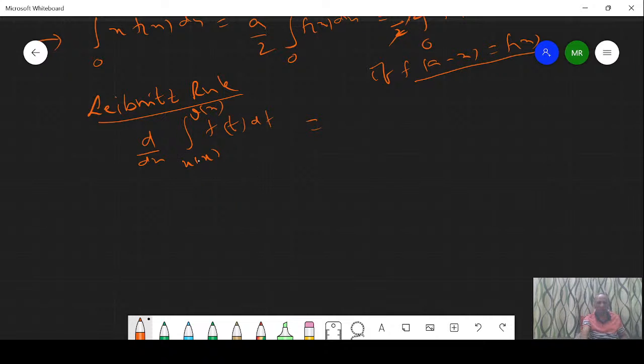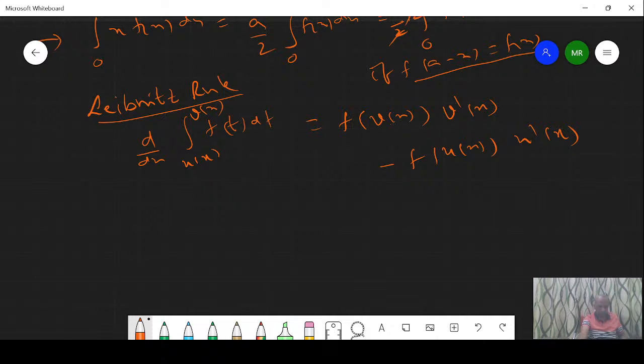What do you write here? If you are differentiating the integral, then I can write f of the upper limit, f of v of x, into v dash of x, the derivative of v of x, minus f of the lower limit, f of u of x, into u dash of x. This is the Leibniz Rule.